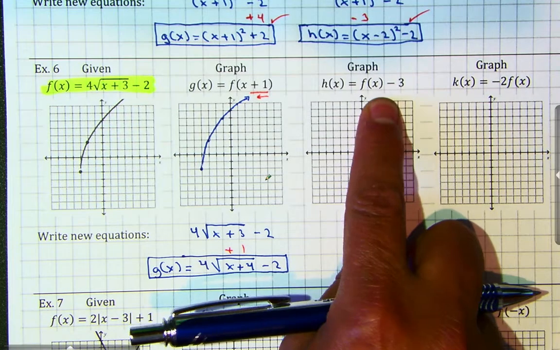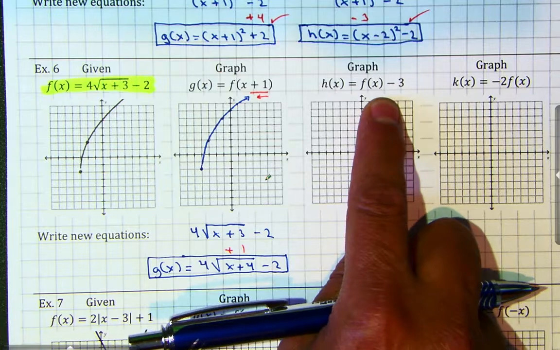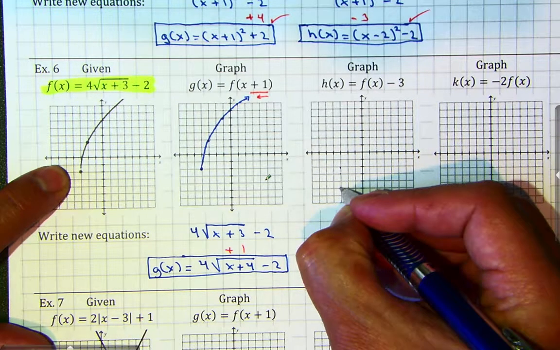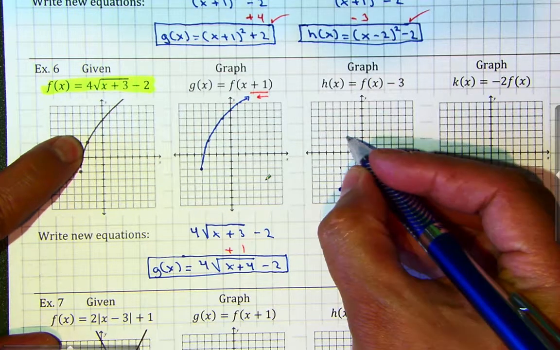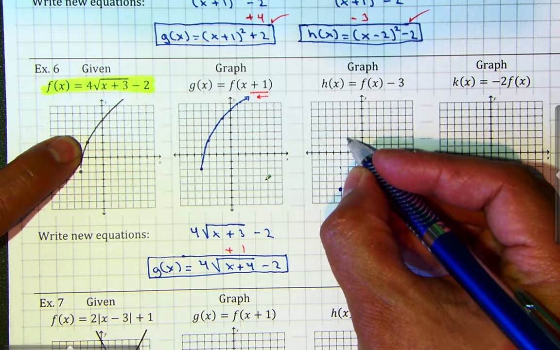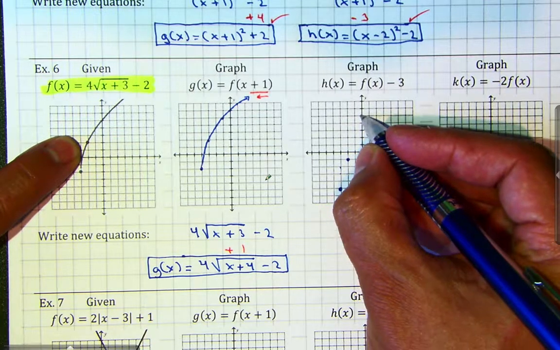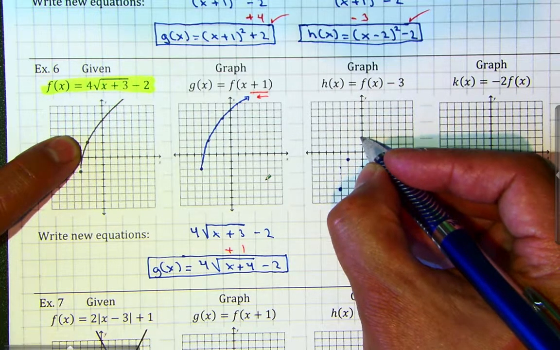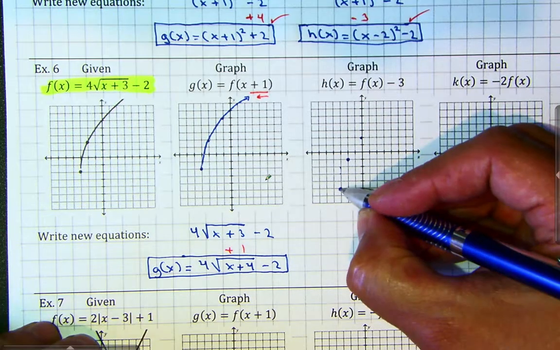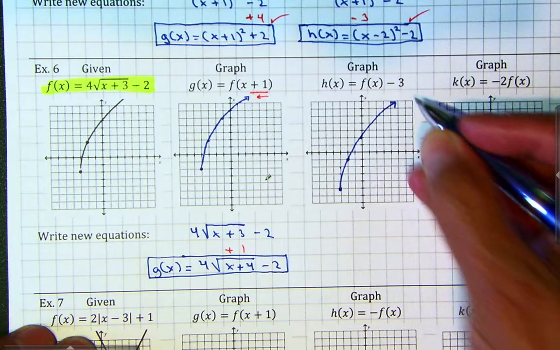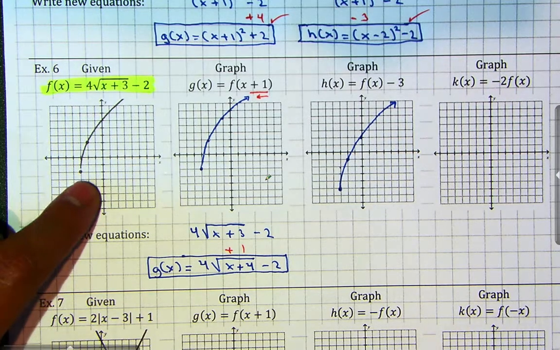How about the -3? The -3 is going to shift it down 3. So this is to be here, 1, 2, 3. This is to be here, -2 and +2, and I'm going to shift it down 3. And that point 0, almost 5, 1, 2, 3. And now my graph looks something like this. It got shifted down 3.